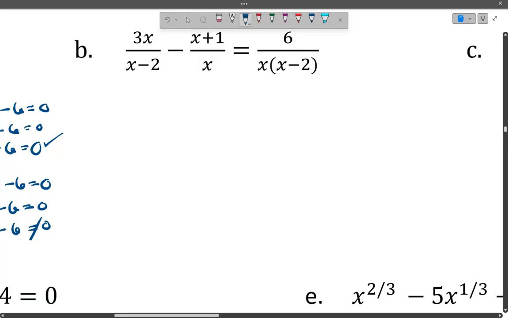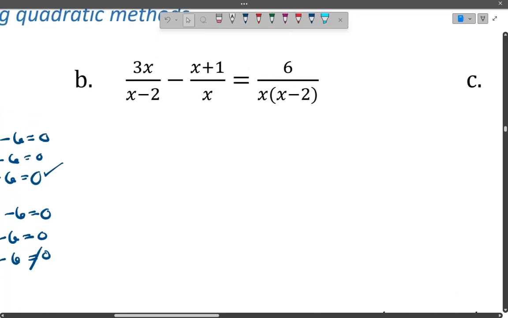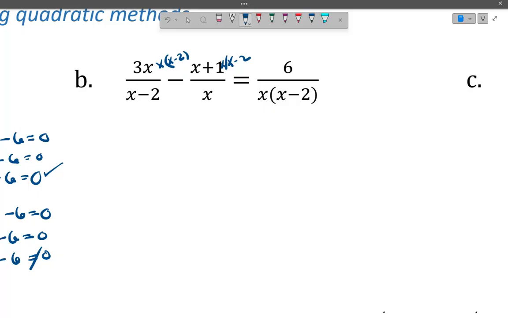Now moving on to a rational equation. We want to clear out the fraction by multiplying by the least common denominator. So everything's going to get multiplied by x minus 2.